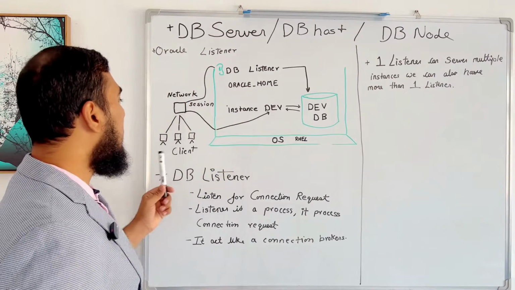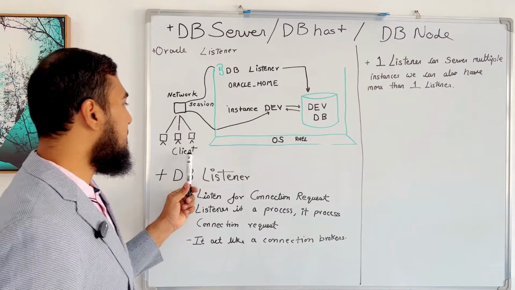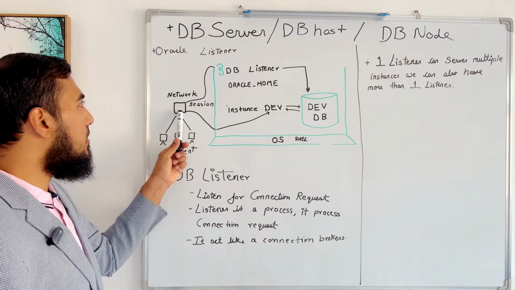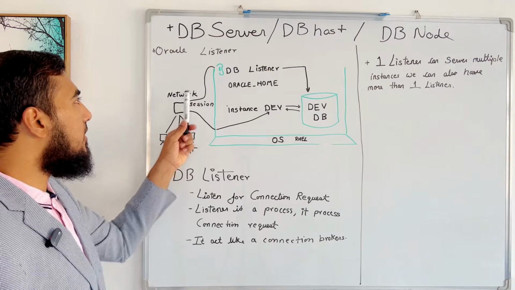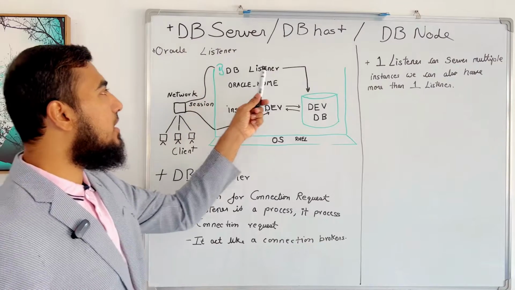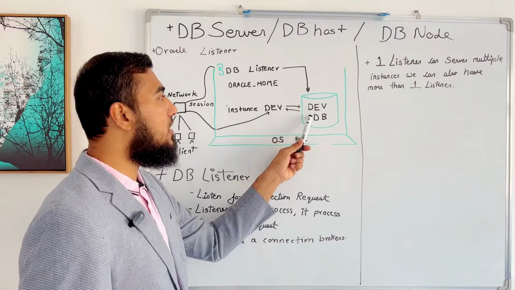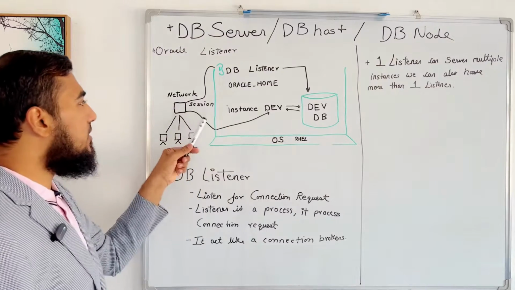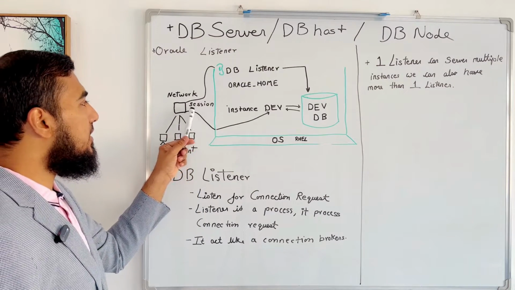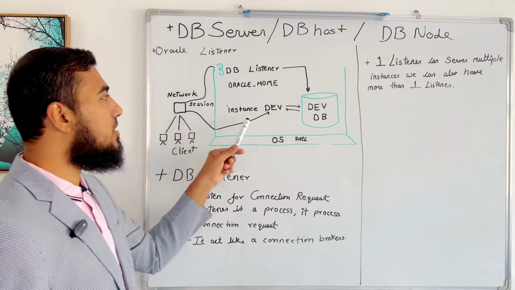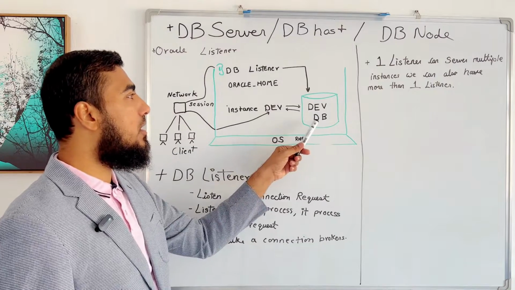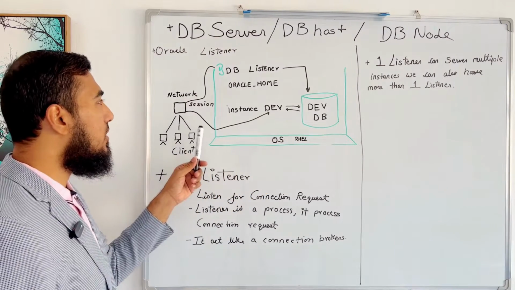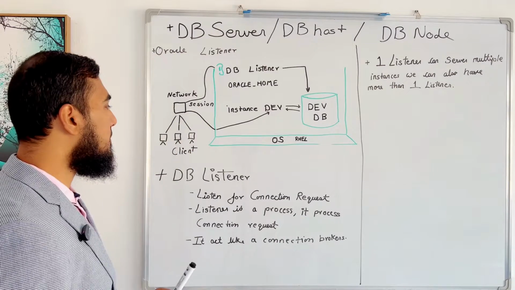So here is the client. Now the client is connecting to the network and it is calling the listener. Listener goes and connects to the database. It authenticates the user and then the session is established, which is the database session. The database session goes and connects to the database and retrieves the desired output. This is how the listener works.